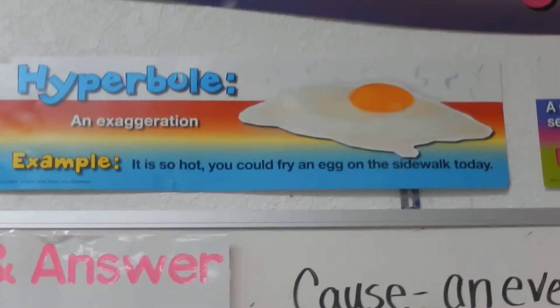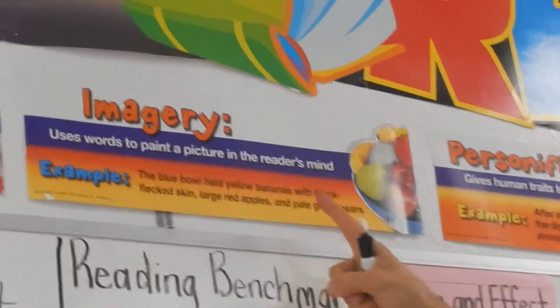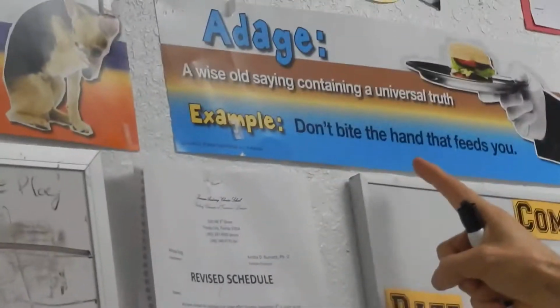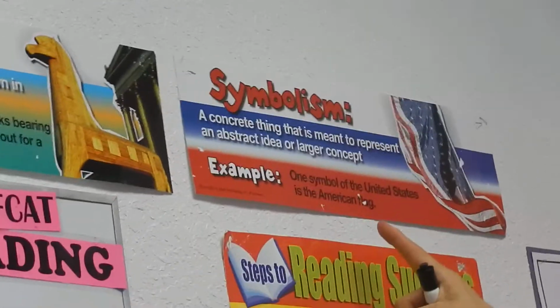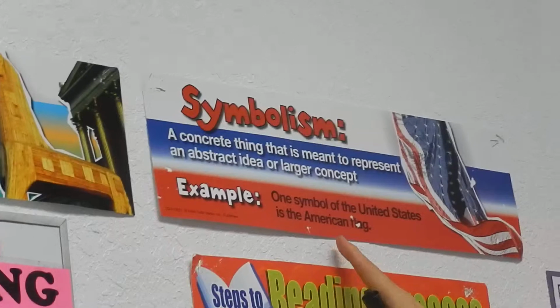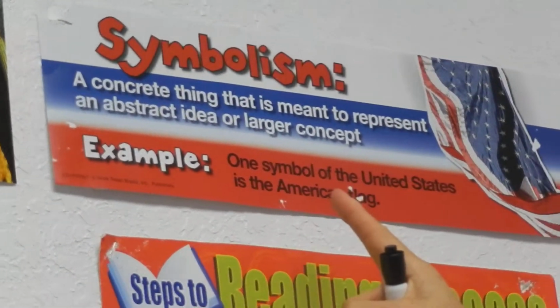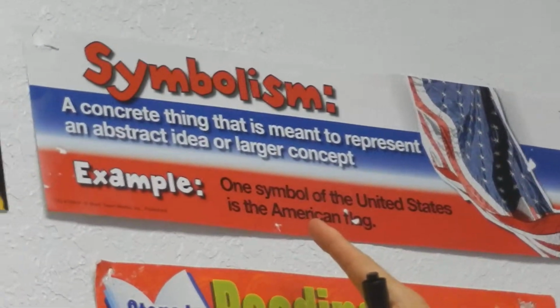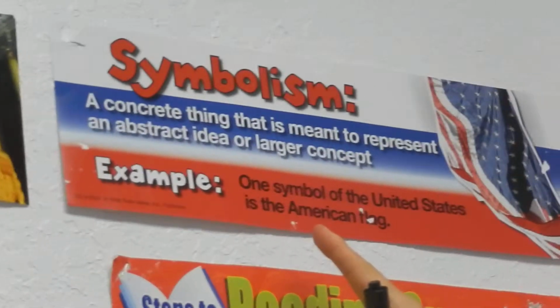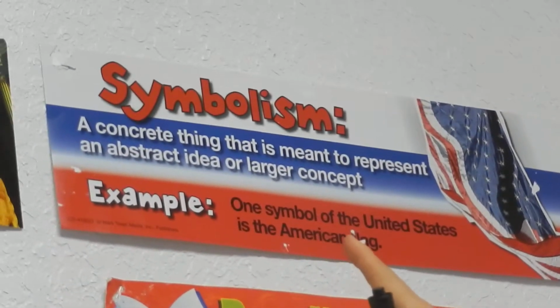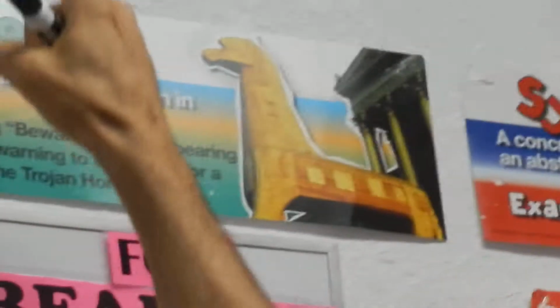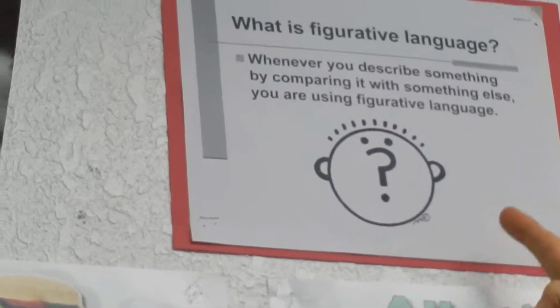Now we have also idiom, imagery, personification, adage, allusion, and symbolism. Now, your job is to go research these different forms, choose 5 that are significant to you, maybe choose 3 that you don't really know about, and 2 that you're familiar with, and create a PowerPoint using those types of figurative language.